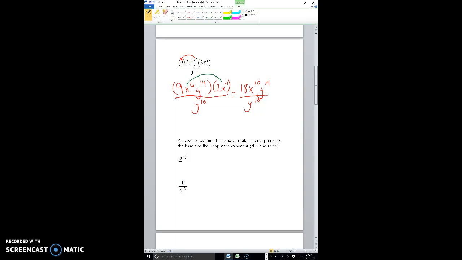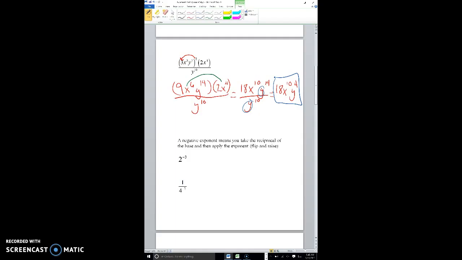And then to finish the problem, we have division with the same base. So we've got y up here and y down here, and we're dividing. So we're going to subtract the exponents. So you get 18x to the 10th, y to the 4th. And all of the y's in the denominator canceled out. So this is the answer.